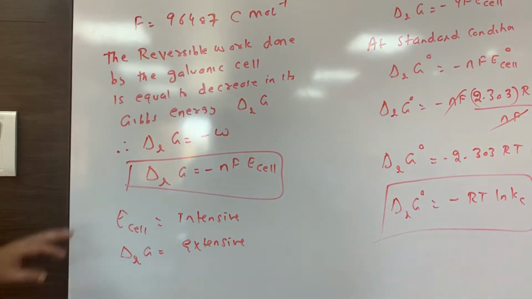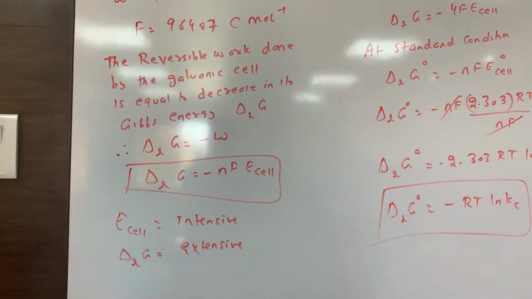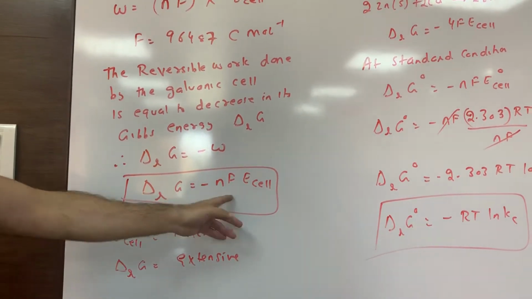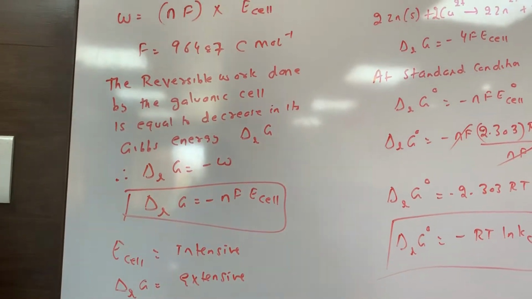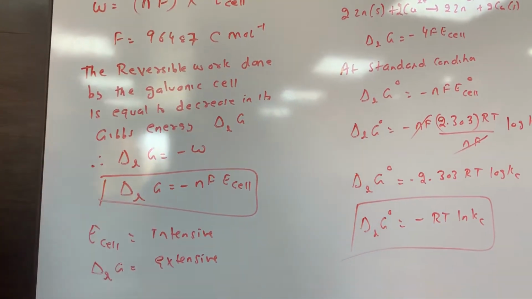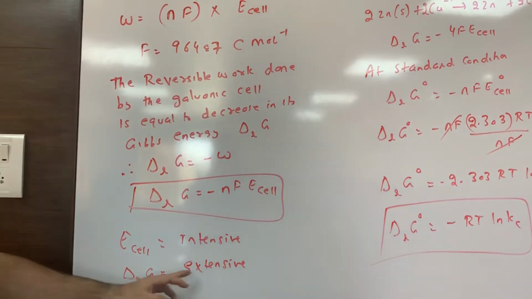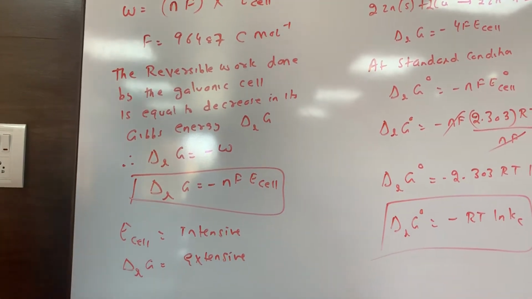Now this formula you have to remember basically. Again they'll ask you to find the Gibbs energy change, so just use this formula. Here you have to remember one thing. E cell is intensive. Intensive means independent of the amount of substance. But delta G is extensive. Extensive means it depends on the amount of substance.